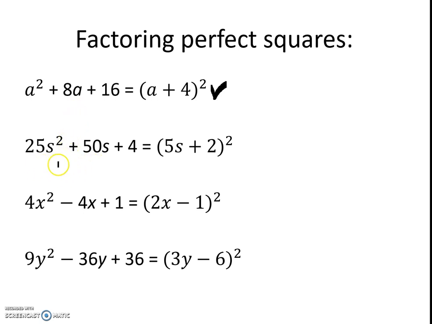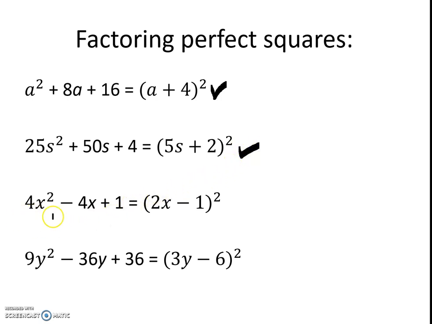We have 25s squared plus 50s plus 4. Using the same ideas, if I take the square root of 25s squared, I get 5s, and the square root of 4 is 2. Checking the middle term, I get 50s. 5s plus 2, the quantity squared then, is our answer.